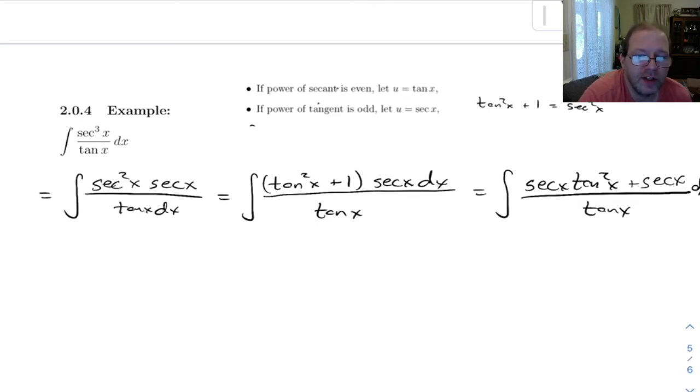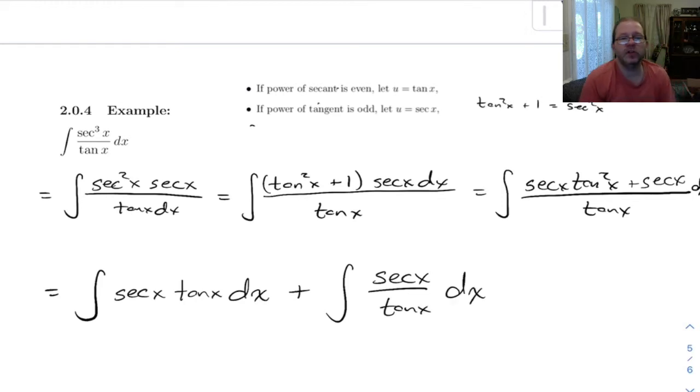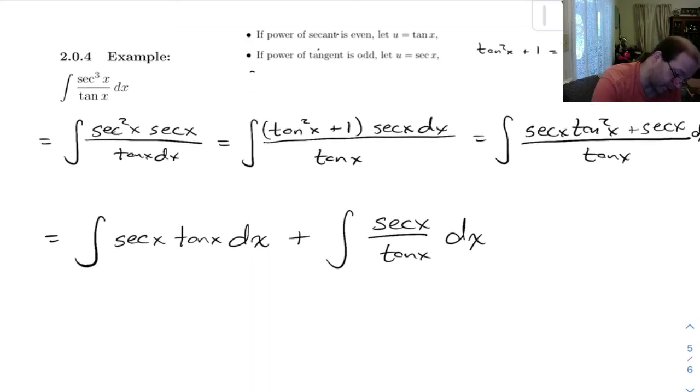All right, so now let's take this and rewrite it. Or actually, I'm going to break it into two integrals. This bit, the tan will cancel, and so that just leaves us with secant x tan x. And then the other integral is secant x over tan x. So we've turned this into two integrals, and we can attack these individually. The first one is actually a very simple integral to do. We're integrating secant x tan x. That immediately gives us secant.